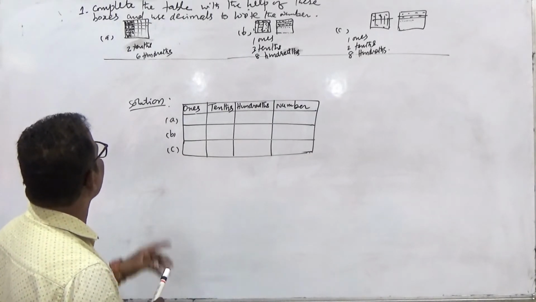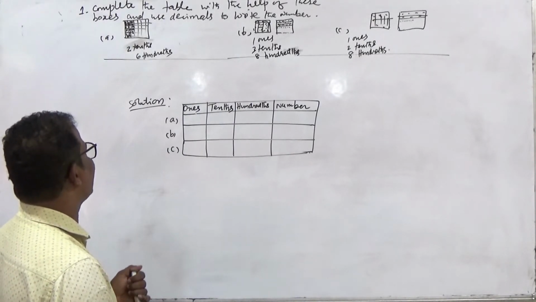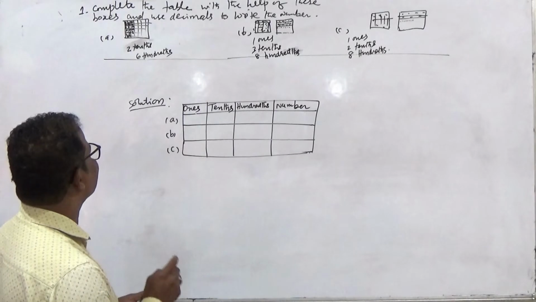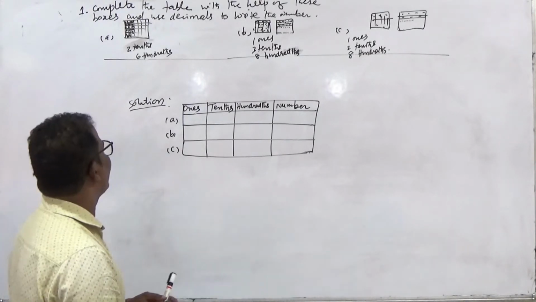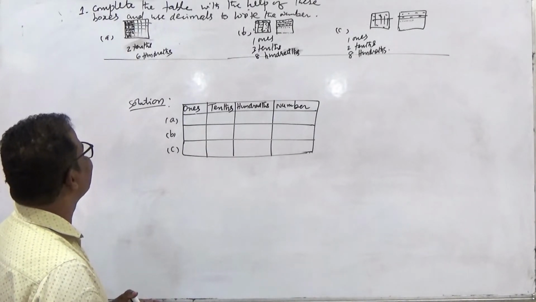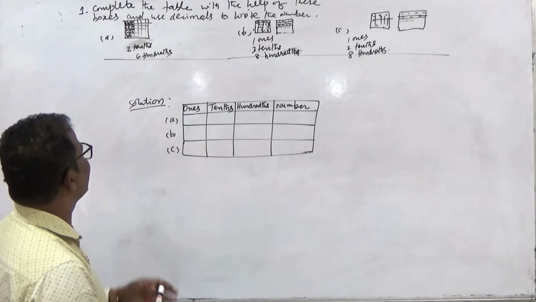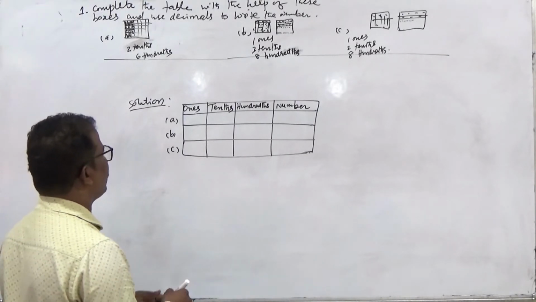In the third one only 6 small circles are shaded. For that you can say they are 6 hundredths of the whole square. There are only 6 circles shaded, so we can say 6 hundredths. So by using the given boxes, we can fill this table now.